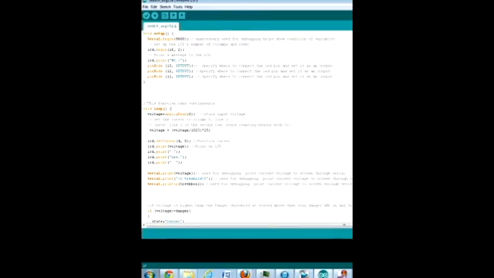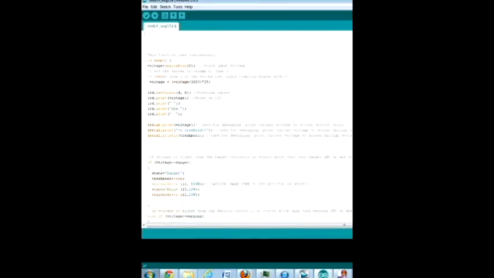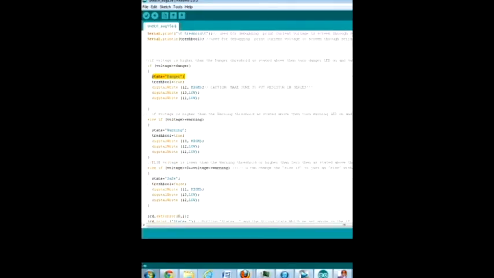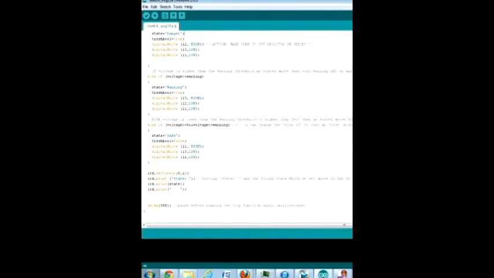And then if the voltage was higher than the danger threshold as stated above, then the danger LED would turn on and the other LEDs would turn off. It would also change the LCD state to danger, so you would read that out on the LCD. And if the voltage is higher than the warning threshold as stated above, then the warning LED would turn on and turn off any other LEDs that were on.